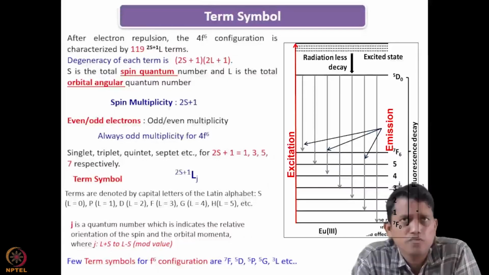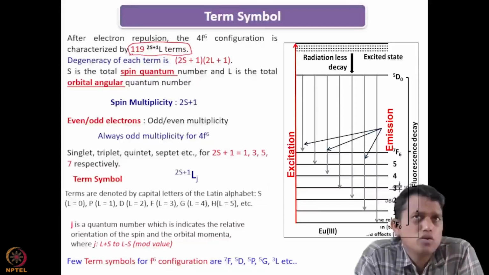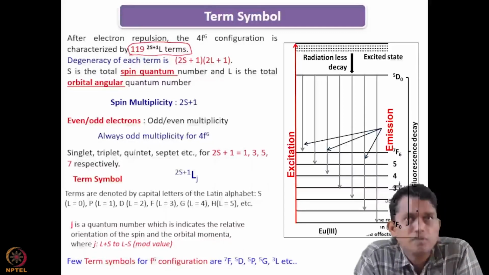But just for the sake of completion, I'll give a very quick example of f6 which I've taken. You see the first line: if you just assume the electron-electron repulsion, you will have 119 groups of different term symbols. And obviously, if you sum those 119 groups, the total number should be 3003.